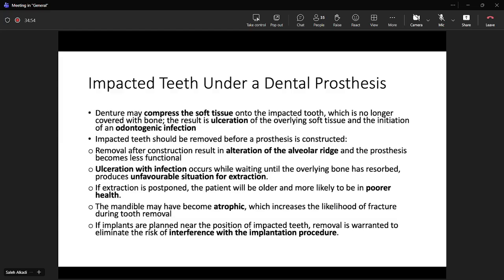Very important thing, if you are planning to place implants near the area of an impacted tooth, it's better to remove this impacted tooth before you place the implant. So this impacted tooth doesn't interfere with the implantation procedure or cause a problem to your implants later on in the future.